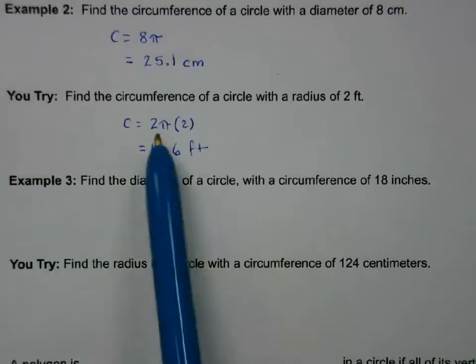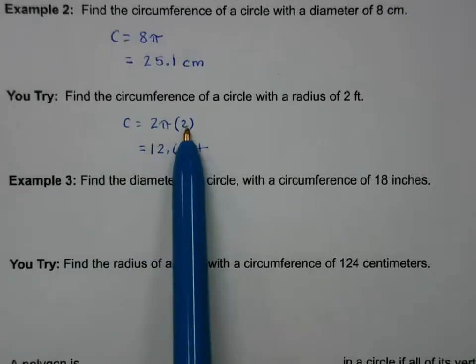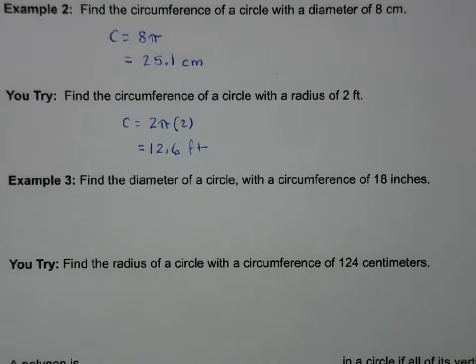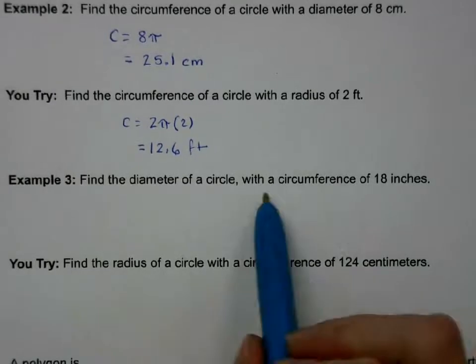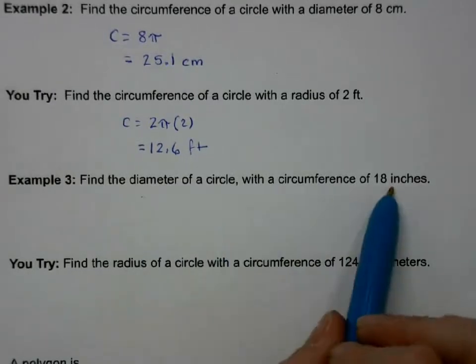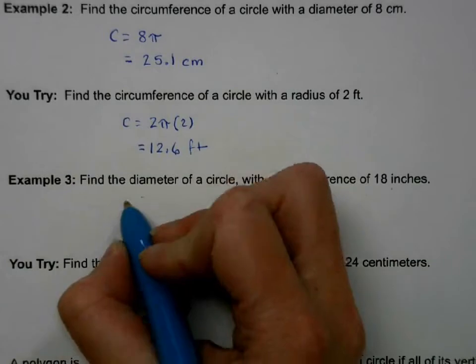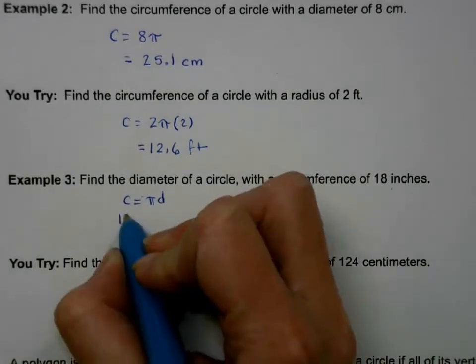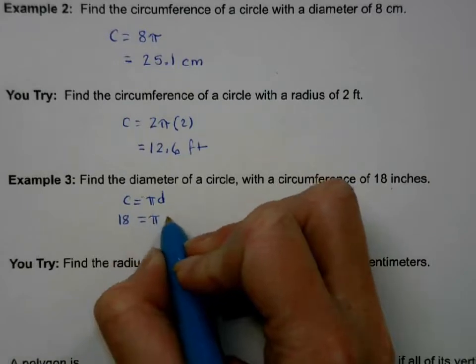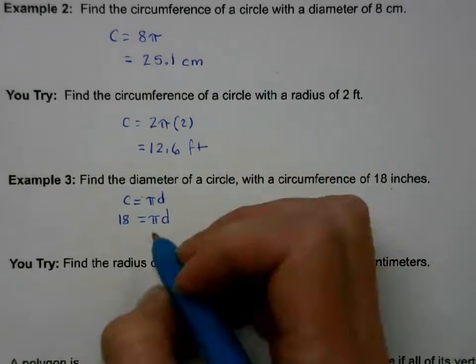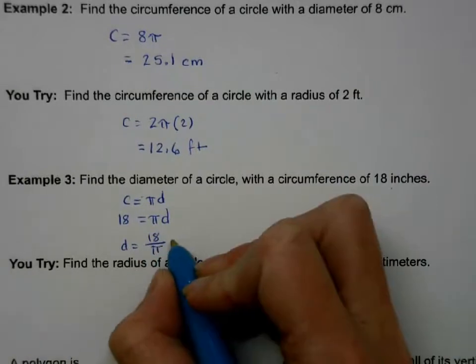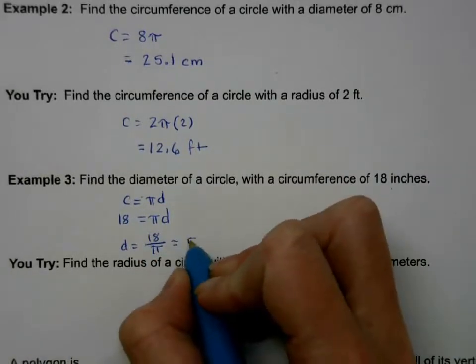For this one, it's 2 pi times the radius. So the radius is 2, so we get 12.6. For number 3, find the diameter of the circle with a circumference of 18. So circumference is pi d. So we have 18 equals pi d. So we're going to divide 18 by pi to get the diameter, which is going to be 5.7.